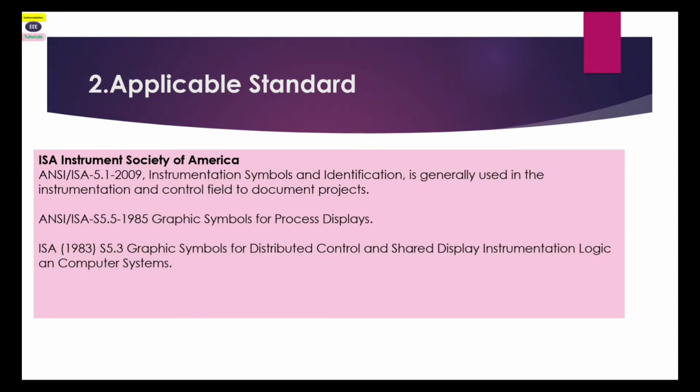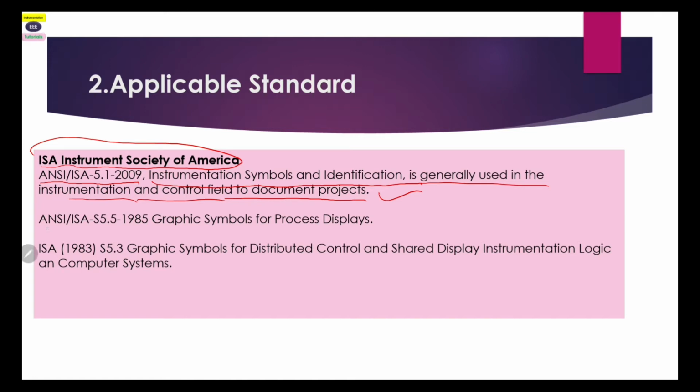Now other standard ISA, Instrument Society of America. So the first ANSI ISA 5.1 2009, which is actually instrumentation symbol and identifications, is generally used in instrumentation and control field to document project. So this standard also used for defining all the symbols and legend of the P&ID.